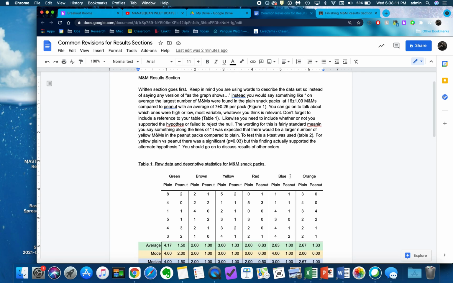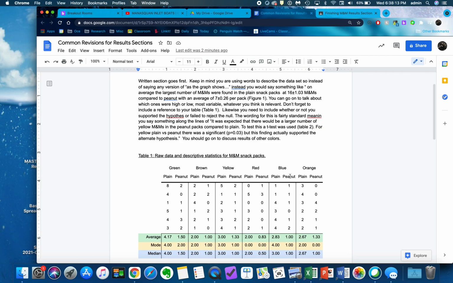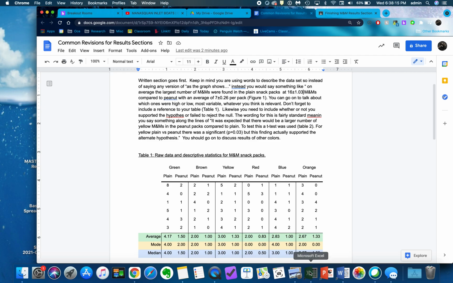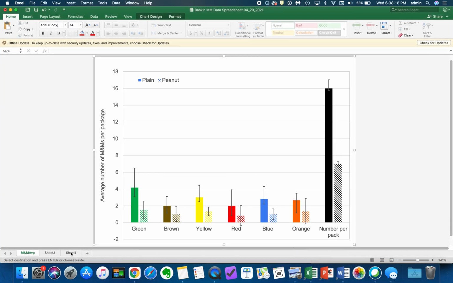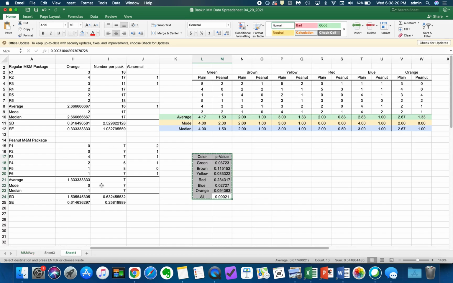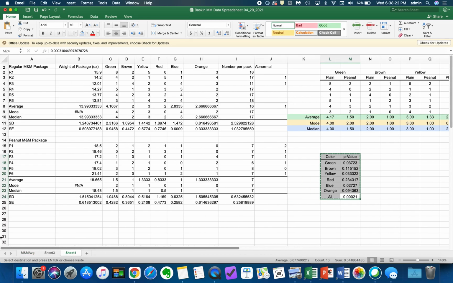So let's talk about how to set up a table for a second. Most of you just cut and pasted this big ugly table. Where is it in Excel? Most of you just cut and pasted this big ugly table.